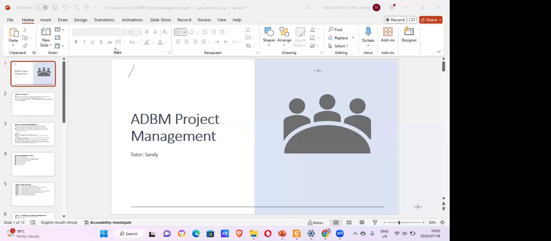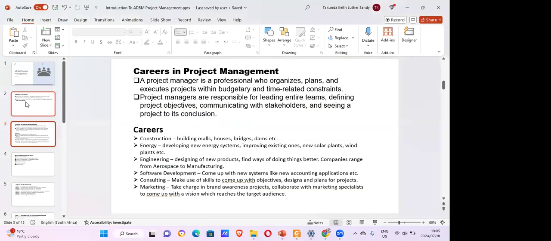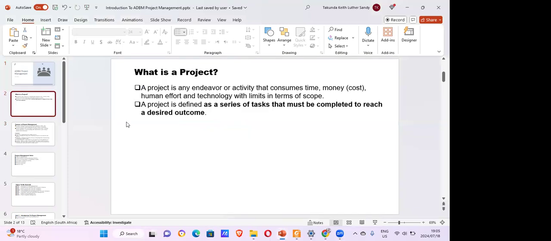As I have said, we're just going to be looking at what project management entails and what a project is. When we are talking about projects, I think they are the most interesting activities that you can ever see in this field. Projects are exciting, there's a lot of things that happen in projects, a lot of processes.